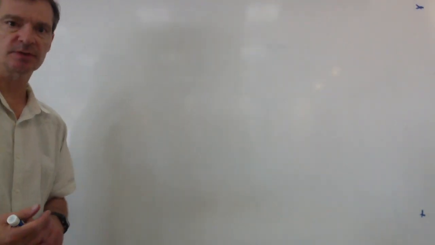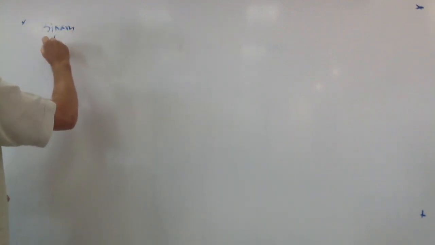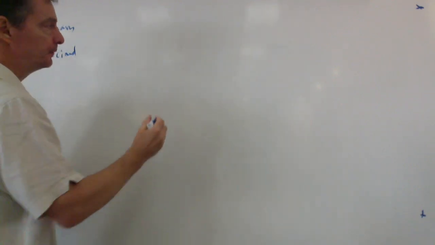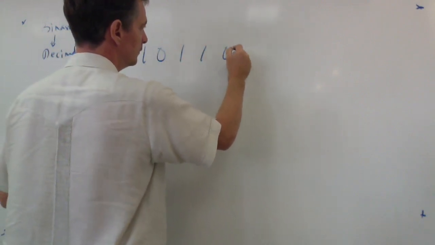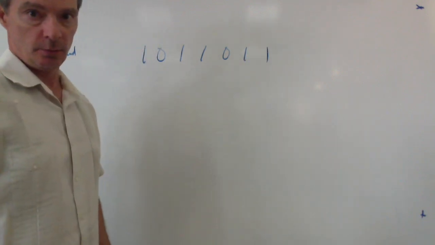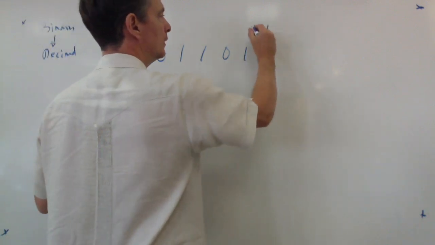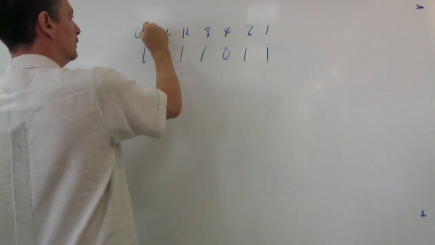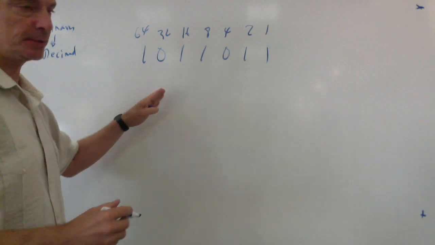Number system conversions. We'll start with binary to decimal. So here's an example. What you do is remind yourself of what the places represent, and then add up all of the places that are ones.